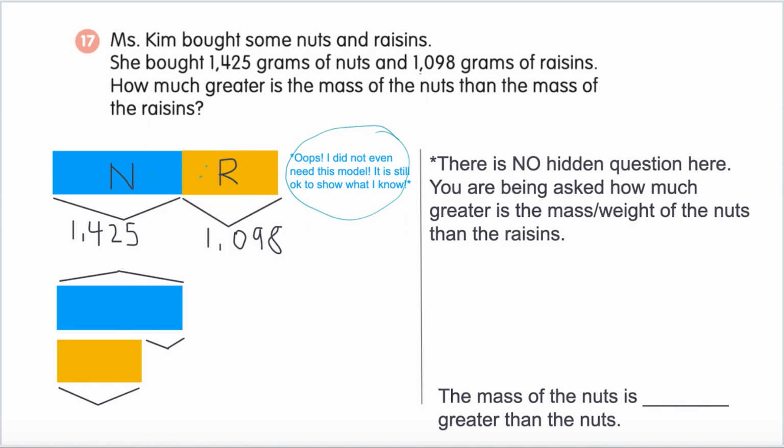So what I understood here is that there's 1,425 grams of nuts, 1,098 grams of raisins. But what I need to do in the second model is to compare those two amounts. So I would take these values, or these weights, and I'm just going to move the information into the new model that will work best in comparing the two weights. So I know the weight of the nuts, I know the weight of the raisins, and there's a clear difference between those two.